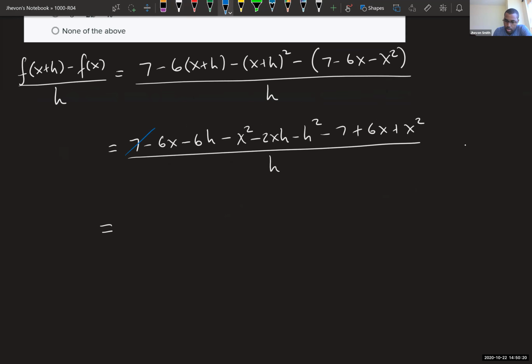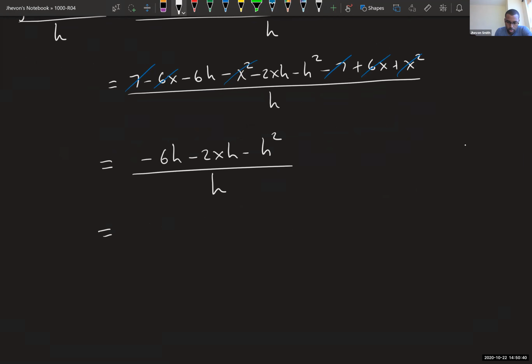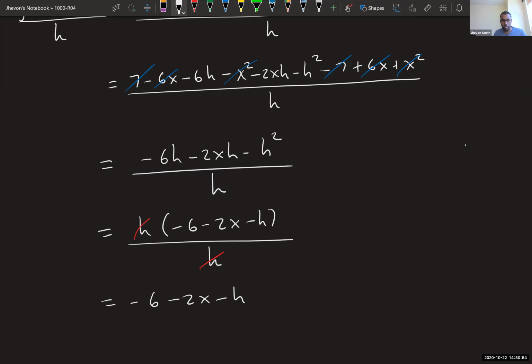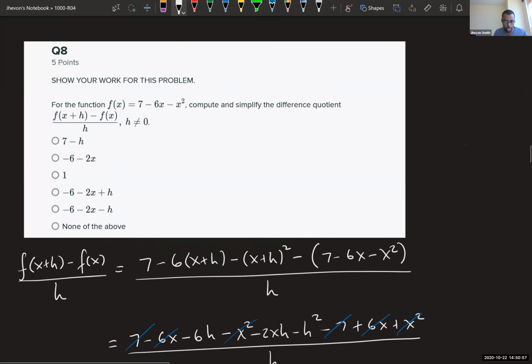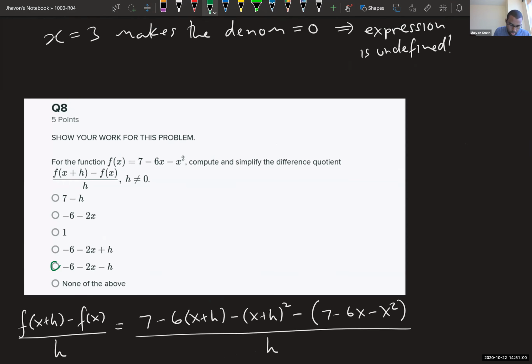Now let's see who simplifies. So minus 7 and plus 7 go away. Minus 6x plus 6x gone. Minus x squared kills the positive x squared, gone. So we are left with minus 6h minus 2xh minus h squared all over h. Can't cancel across sums, therefore I will factor out an h. And these guys cancel. And so I get minus 6 minus 2x minus h. And that's the last option here.